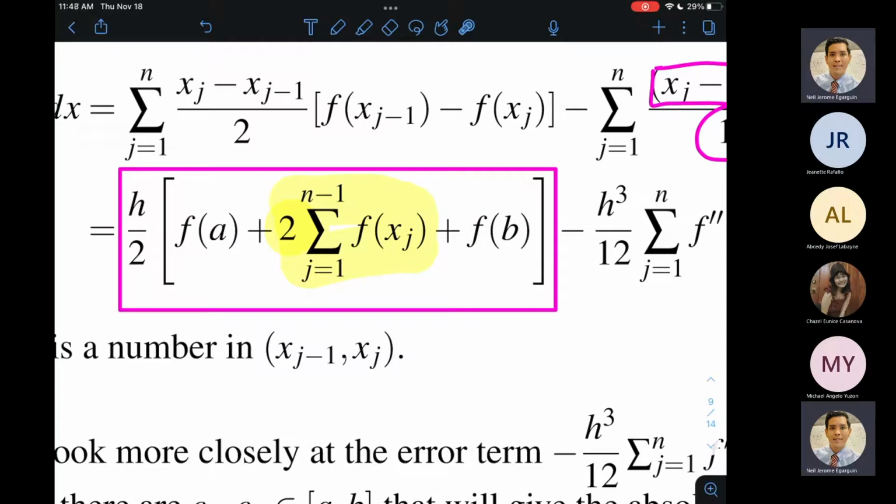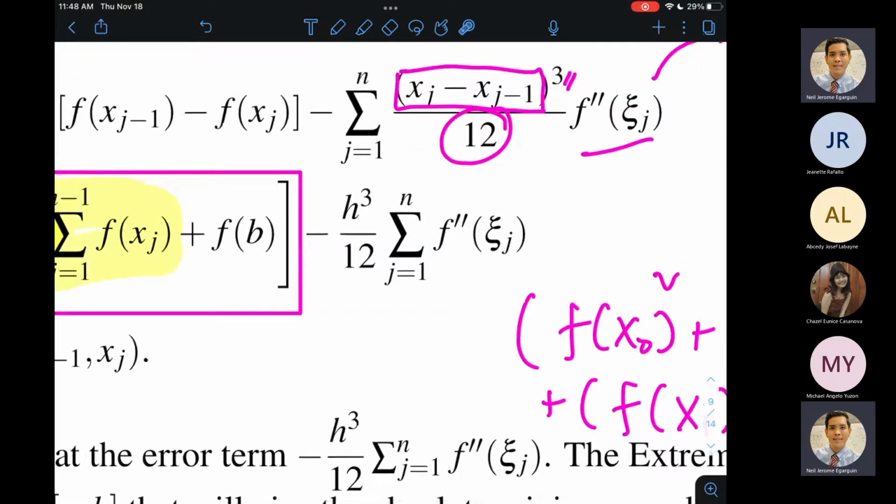Right. And then what's the error term here? So yung error term niya ay ito. So isa-sum lang natin siya uli. Ito ay h lang.